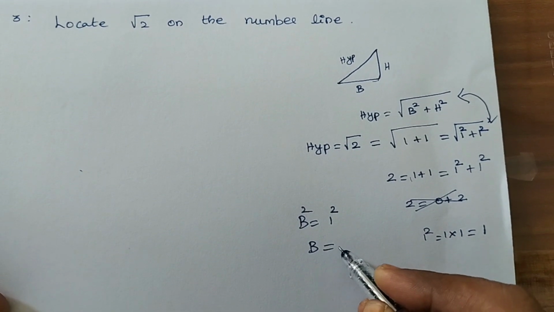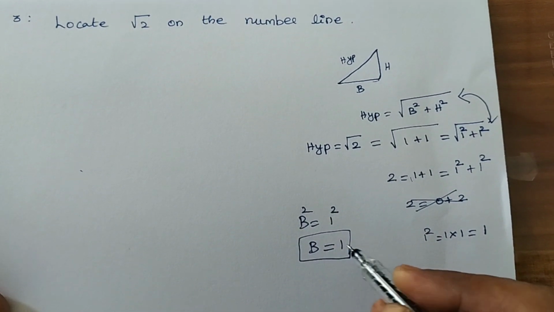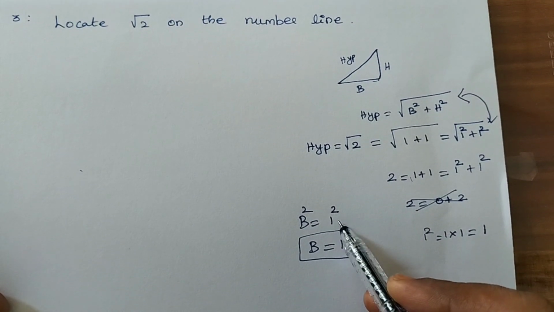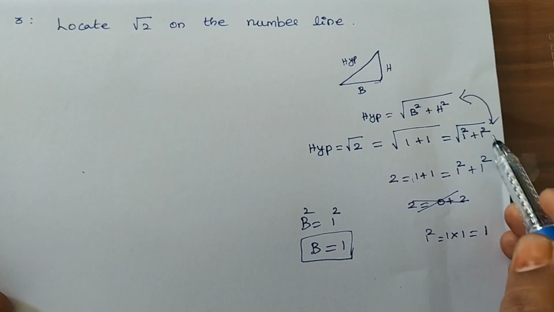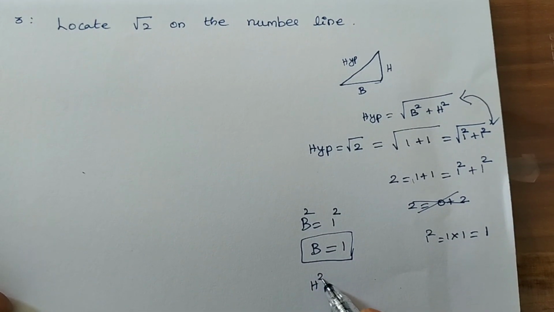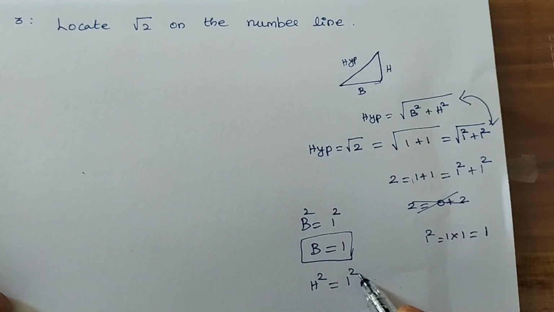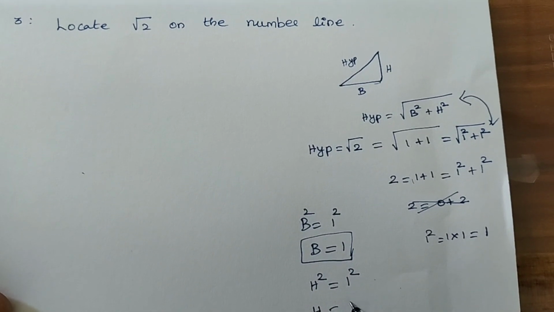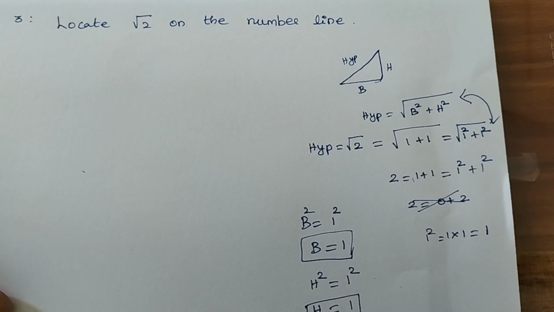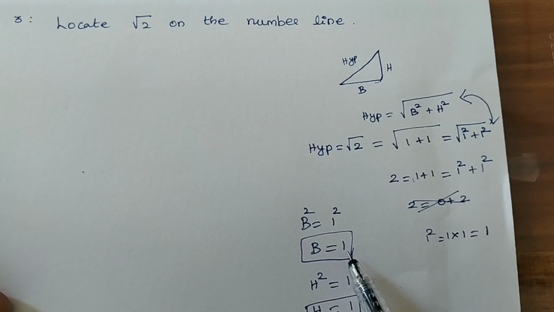So b is nothing but 1, because square root of b square is b, and square root of 1 square is 1. Similarly, h square is 1 square, so square root of h square is h, and square root of 1 square is 1. So what have I determined? Base is equal to 1, height is equal to 1.